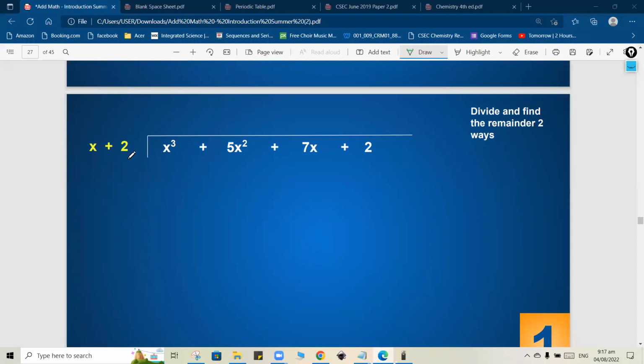So when we're dividing this, and you have the x plus 2, you pay attention to the x, obviously. So you're going to divide x cubed by x. x cubed divided by x is x squared. Remember, whatever you get here, you will have to multiply it by both items here. x squared by x is x to the power 3, and x squared by positive 2 is 2x squared.